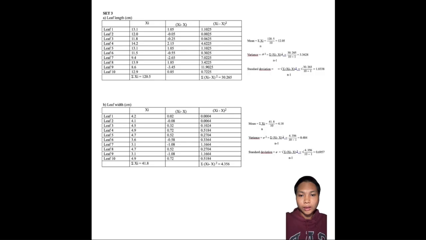And last is set 3. For part A, leaf length, the mean is 12.05, which is the highest mean. The variance is 3.3628 and the standard deviation is 1.8338. After that is B in set 3, which is leaf width. The mean is 4.18, the variance is 0.484 and the standard deviation is 0.6957.